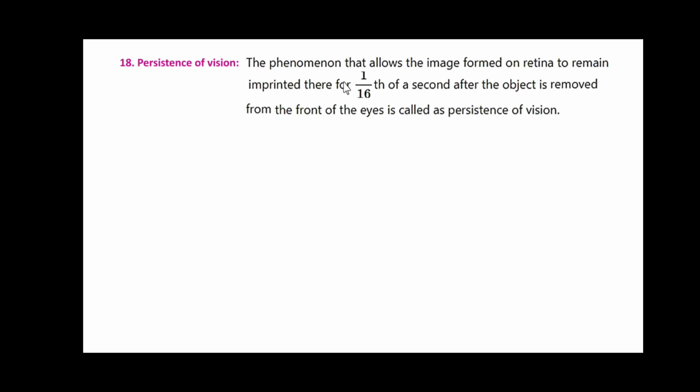Persistence of vision. The phenomenon that allows the image formed on the retina to remain imprinted there for 1/16th of a second after the object is removed from the front of the eye is called persistence of vision.